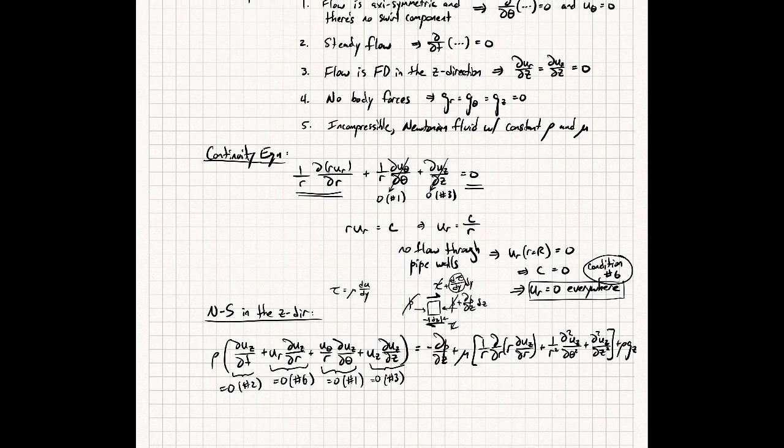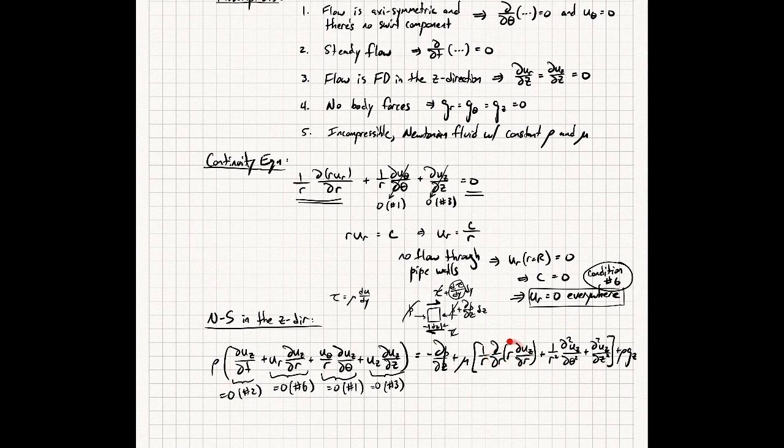Then we come to this term. Well, this one we have to leave alone. There's nothing in our assumptions that affects this term. So that one we have to leave. The next one will be 0 because it's axisymmetric. So that's number 1. The next one is 0 because it's fully developed in the z direction. That's number 3. And the body force is 0 because of assumption number 4.